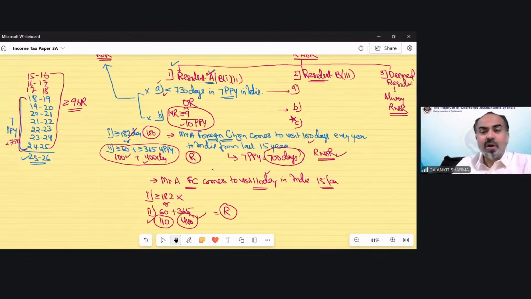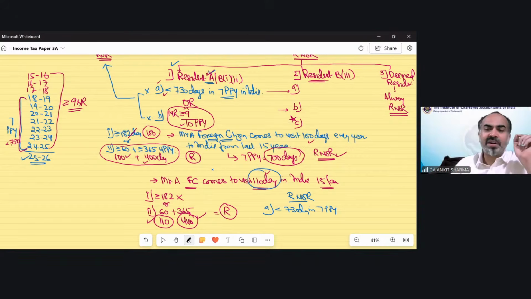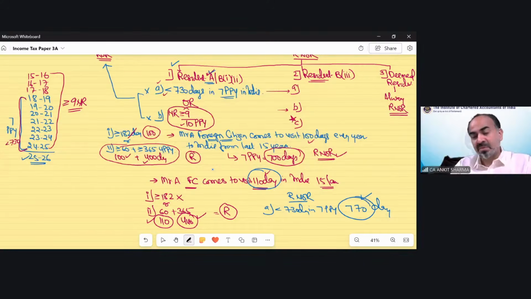To find out whether he is a resident and ordinary resident or a resident but not ordinary resident, we have to check the conditions. To become a resident but not ordinary resident, the first condition is less than 730 days in 7 PPY. Because he is in India for 110 days every year, he would be in India for 770 days in the 7 preceding previous years. But we need him to be less than 730 days. That means this condition does not fulfill.